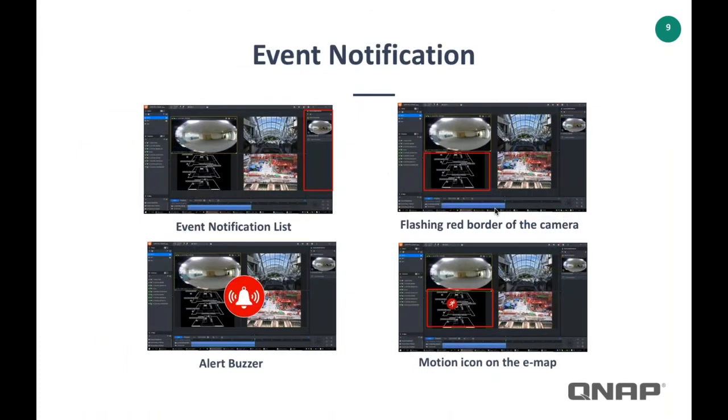For an event notification, when an event happens, not only does it show up on this little event notification board, but the camera, if it's already up for you to view, will flash red. And the EMAP will actually show you where the event is, so you kind of know what you are looking at.